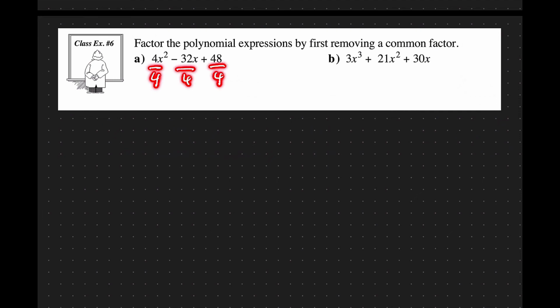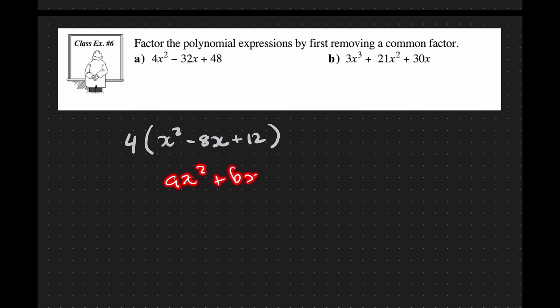If that's possible, then we can factor out that 4. And in this case, it is possible. So first of all, we're going to factor out that 4. So I pull out that 4. I'm left with x squared. Then negative 32 divided by 4 is going to give us a negative 8x. And 48 divided by 4 is going to give us a positive 12. At this point, we're back to the form ax squared plus bx plus c, where the a is equal to a 1 in front of there.